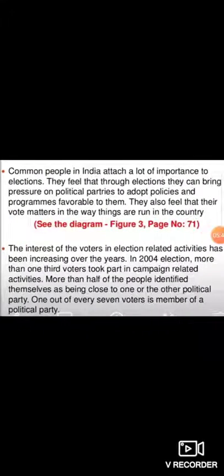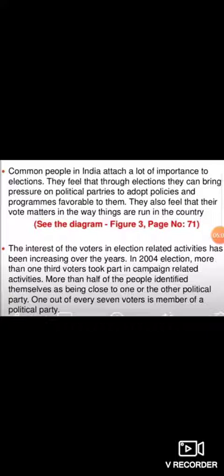Now, the common people in India attach a lot of importance to elections. They feel that through elections they can bring pressure on political parties to adopt policies and programs favorable to them. They also feel that their vote matters in the way things are run in a country.